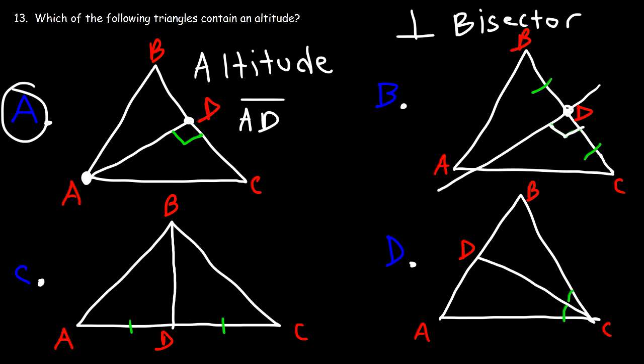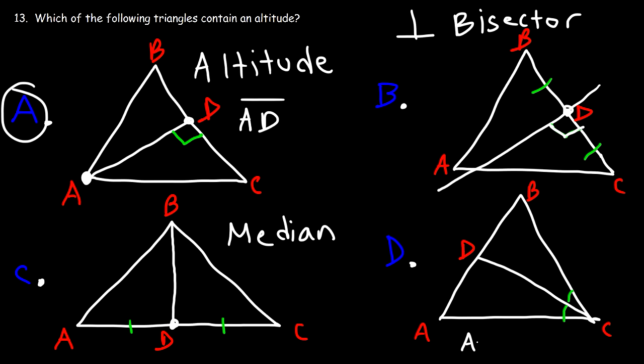Now for answer choice C, BD is a median. A median bisects the opposite side into two congruent parts. So AD and DC are congruent, and D is the midpoint of AC. However, unlike a perpendicular bisector, it doesn't meet the opposite side at right angles. It simply bisects the opposite side into two equal parts.